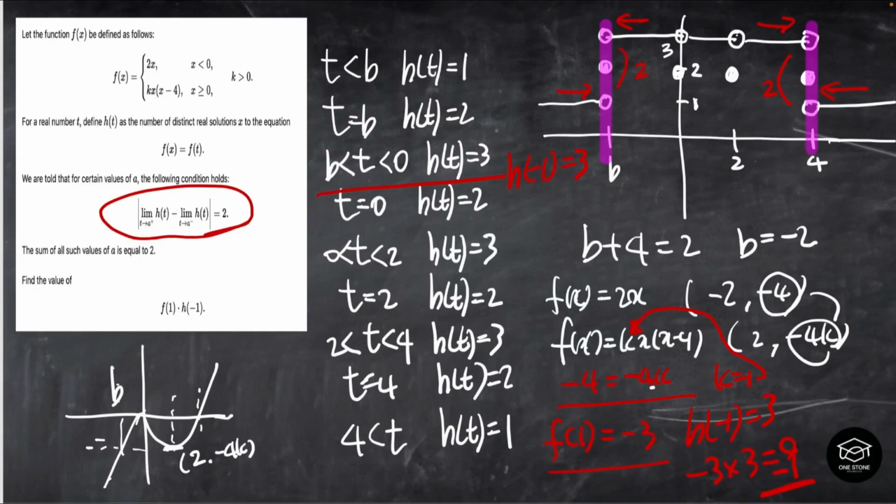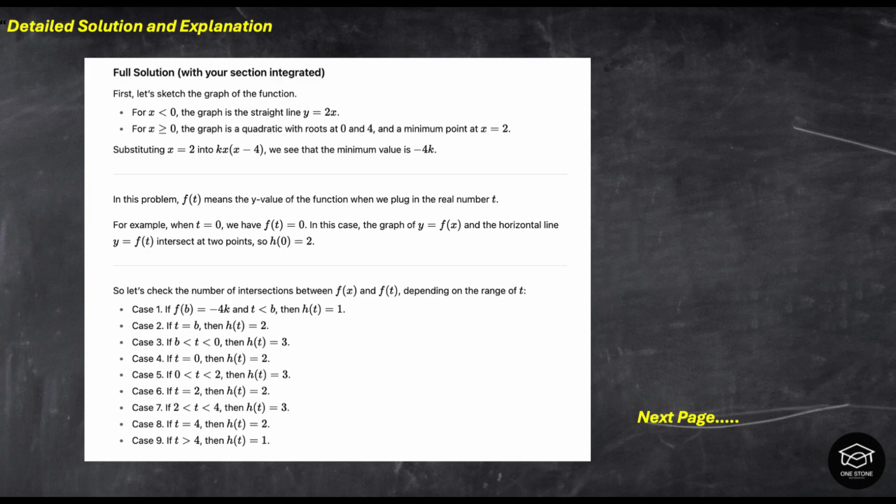Final answer. f of 1 times h of negative 1 equals negative 9.